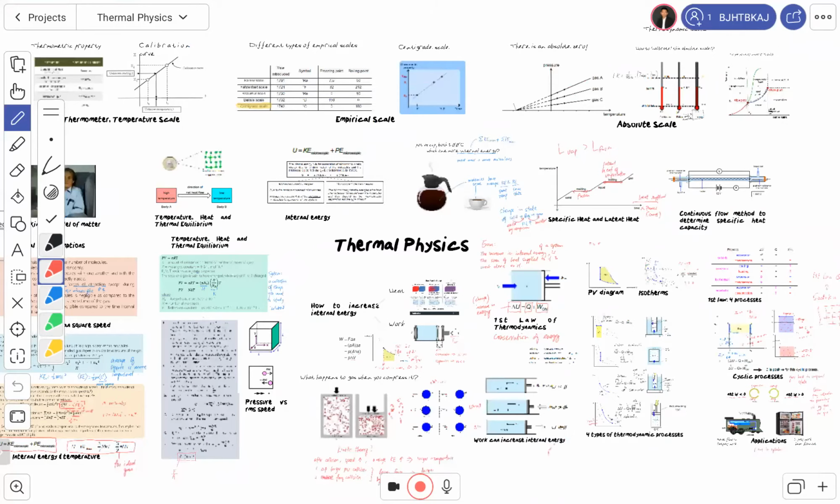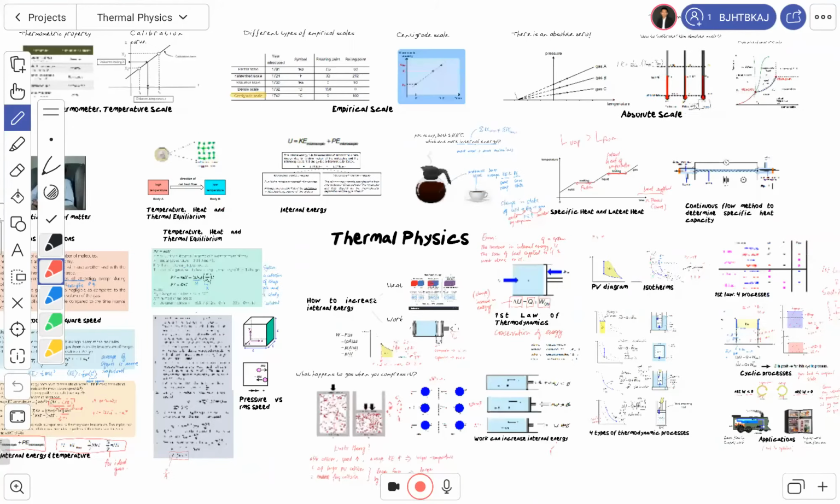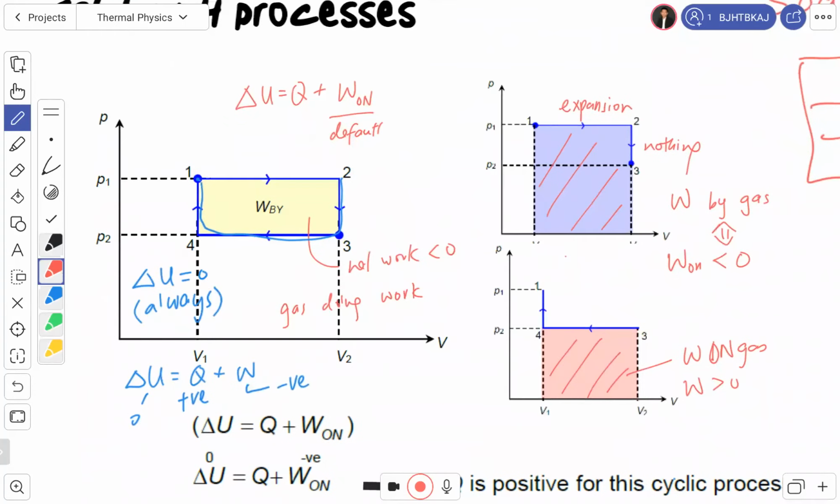Oh, Mr. Craig. Yeah. Could you explain the cyclic processes again? Why is the work done negative for the first one? Yeah, okay. Because in this rectangular cyclic process, the area under the 1 to 3 portion is a larger negative work. Whereas the area under the 3 to 1 is a smaller positive work. So when you add up, the net work will still be a negative number. Does this make sense to you?